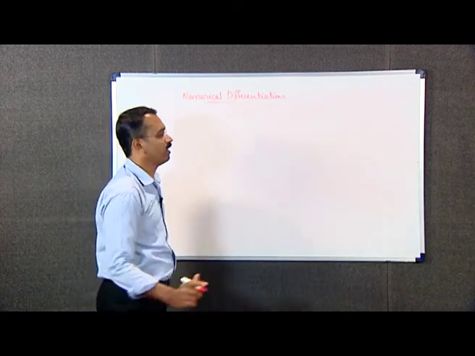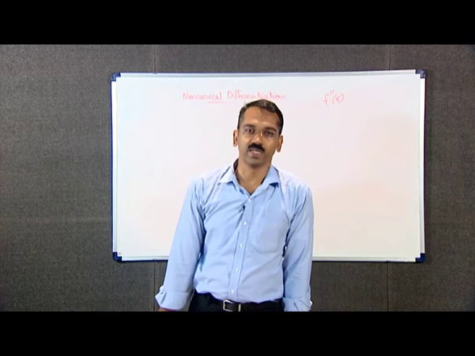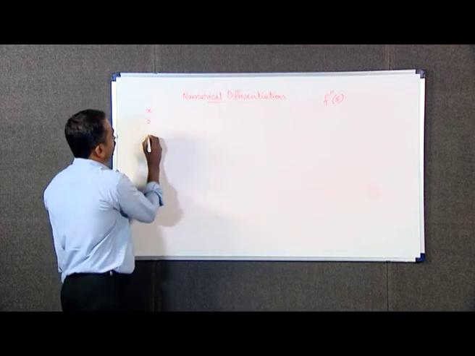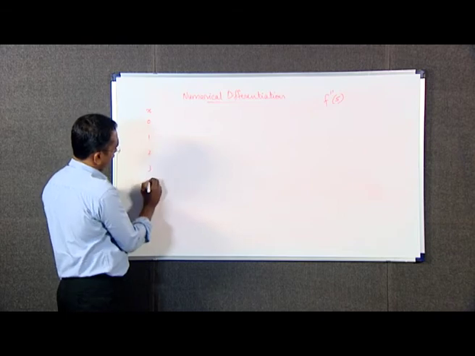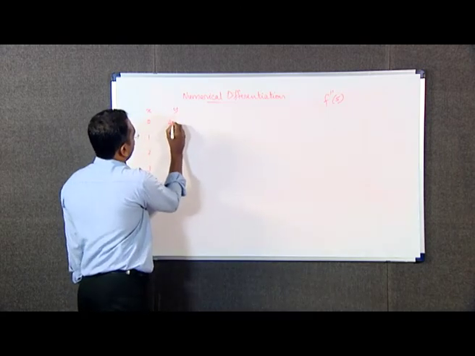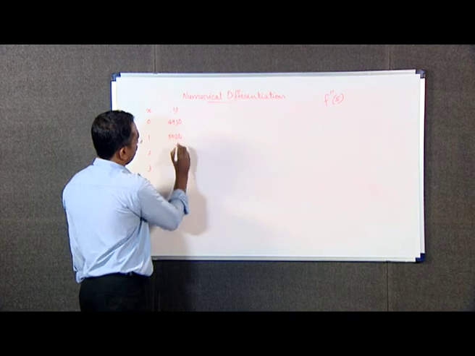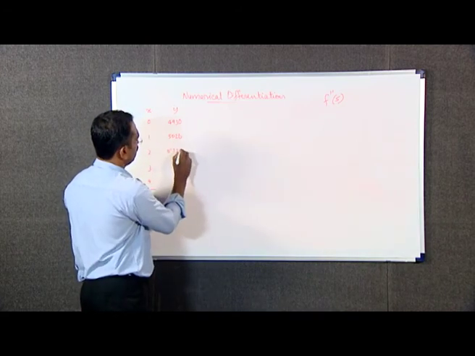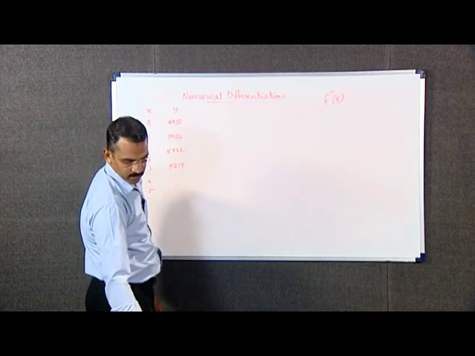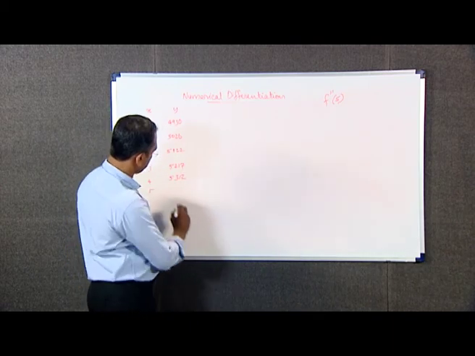The next example is we have to find the value of f double dash at 5 from the given data. The given data is the values of x are 0, 1, 2, 3, 4, 5. And the corresponding y values are 4,930, 5,026, 5,122, 5,217, 5,312 and 5,407.